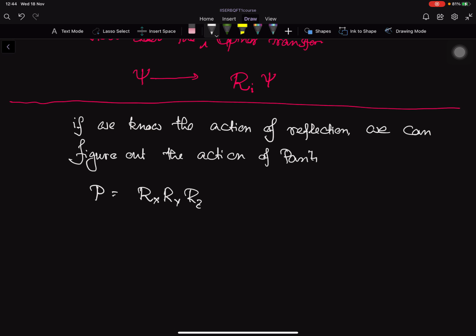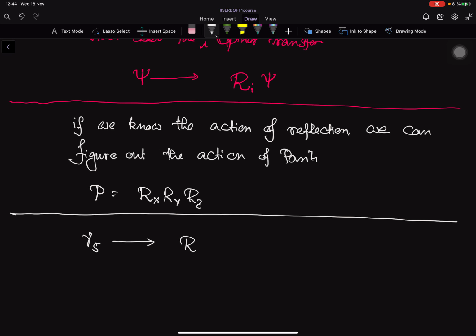Now we already discussed it, but let's just see what happens to gamma 5. Under reflection, gamma 5 goes to Ri gamma 5 R inverse, and if you put in this explicit formula, it flips sign. So this implies that reflection, and hence parity, flips chirality.